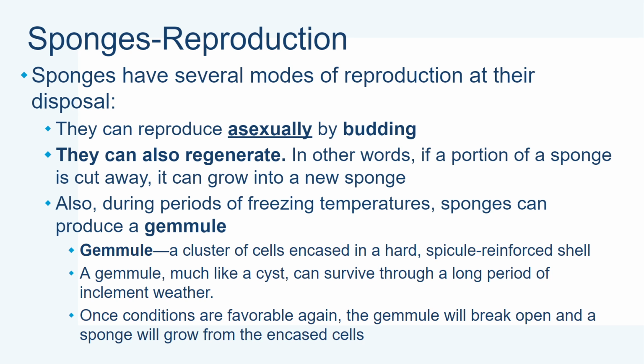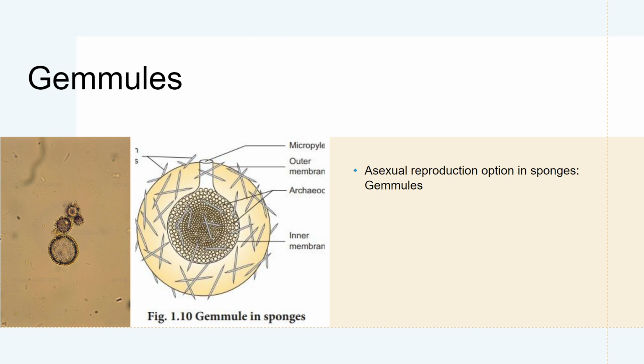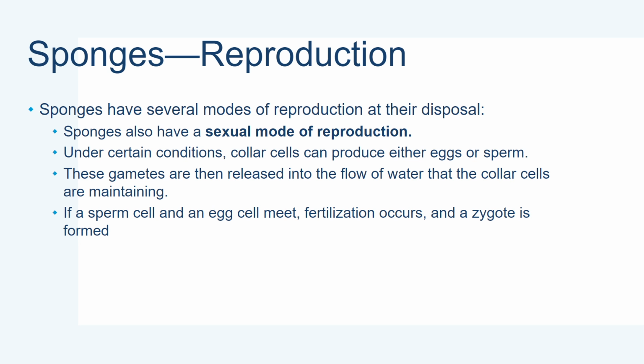And they have periods of freezing temperatures wherein they produce a cluster of cells encased in a hard covering, usually spicule reinforced. And this gemmule is kind of like a cyst, and during periods of freezing temperatures, it is going to essentially hibernate. When the conditions are favorable again, the gemmule breaks open and a new sponge will grow from the encased cells. Here's what a gemmule may look like, and note the spicules protecting the inner membrane. This is an asexual reproduction option in sponges. Essentially, it's protecting itself till conditions become favorable for it to persist.